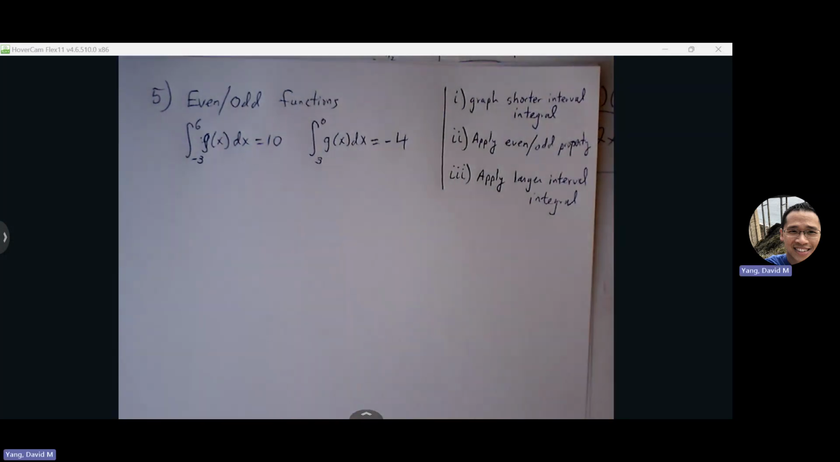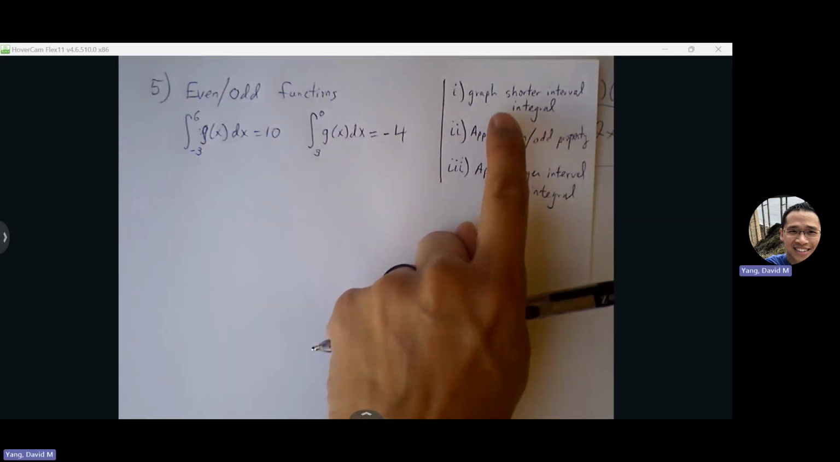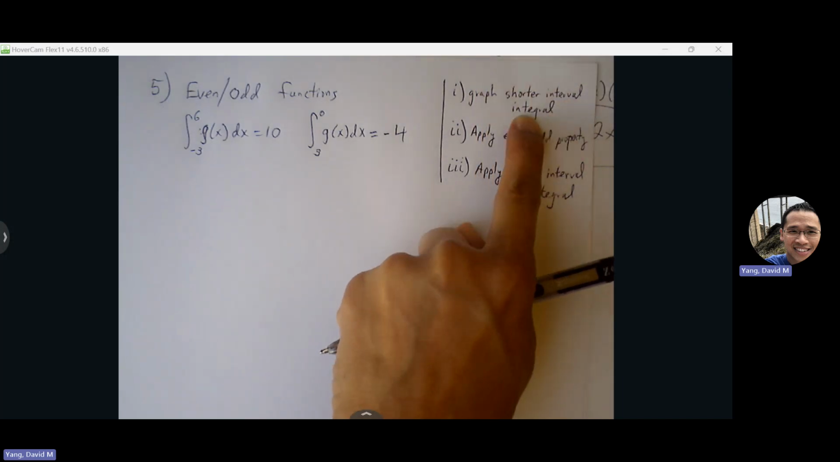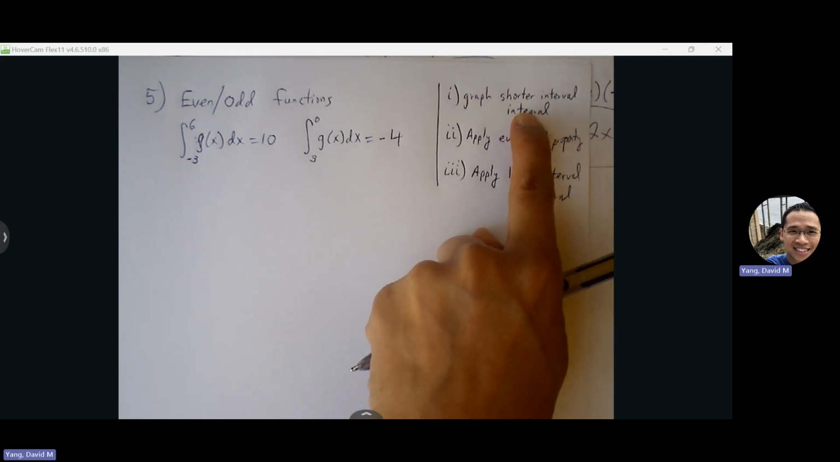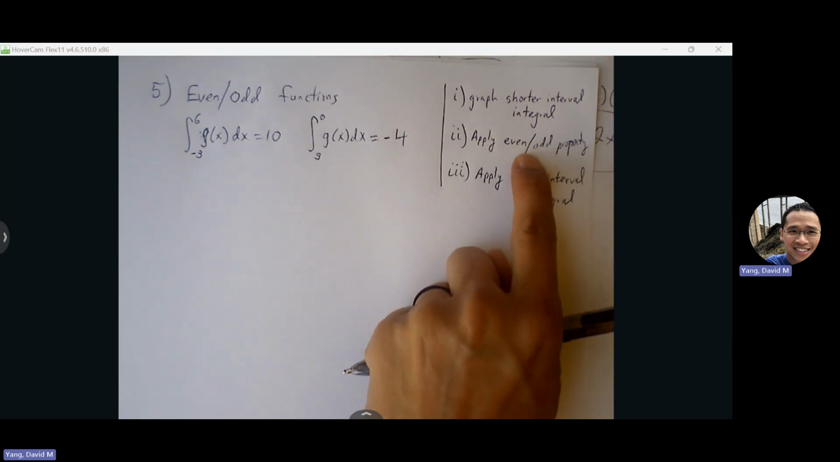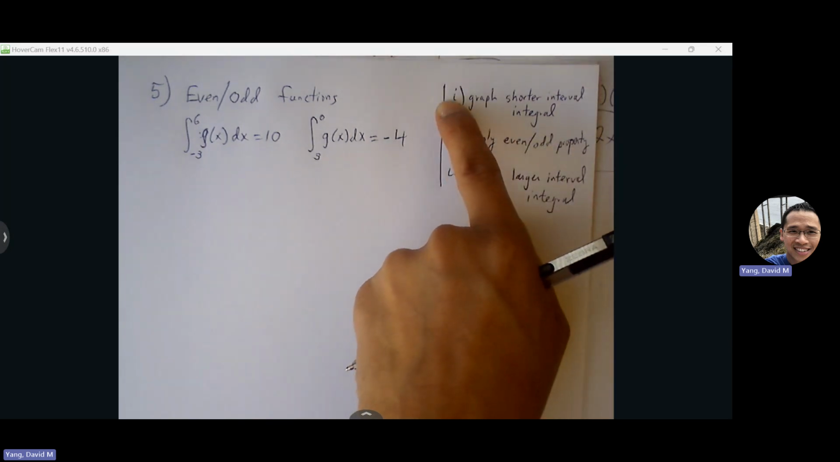Okay, so even and odd functions, we're starting off with even function. We have 2 properties here. We always want to graph the shorter interval first. That allows us to kind of build out our graph. Now, as soon as you graph your shorter interval, not your smaller area, your shorter interval, that's our priority. Then apply the even and odd property for that shorter interval.